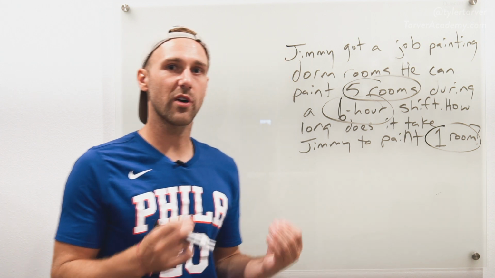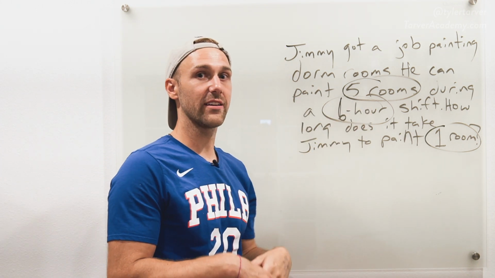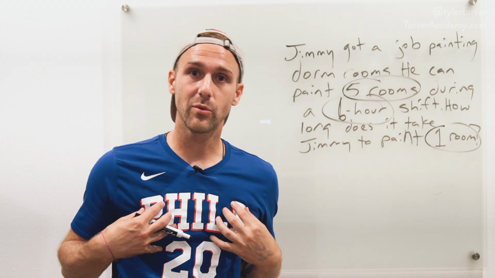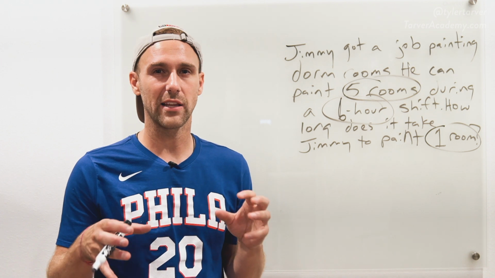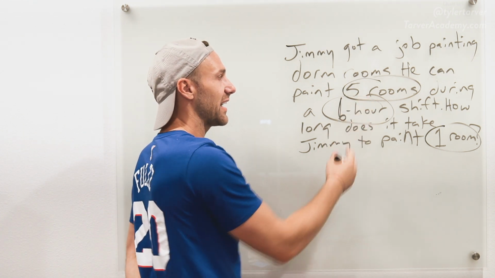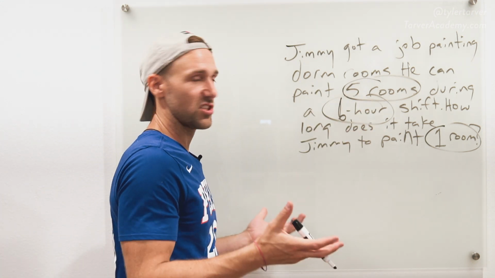Okay, so what we're doing is we're trying to break this down and see how long it would take him to do one of these rooms if it takes him 6 hours to do 5. So there's a couple ways to do it. I'm gonna show you the way I would do it, and then I'll give you a hint on what I look for when I'm working it. Okay, so this doesn't divide evenly, so I can't just do like 6 divided by 5, okay? It just doesn't work out cleanly.